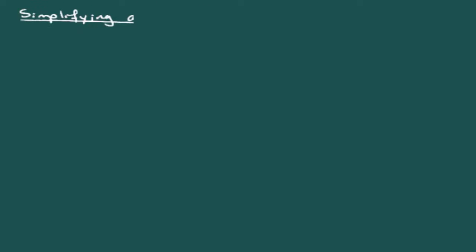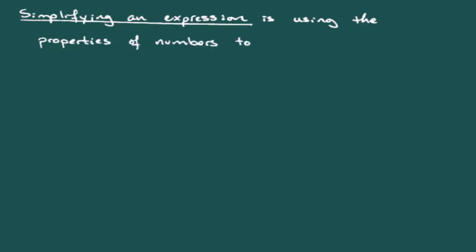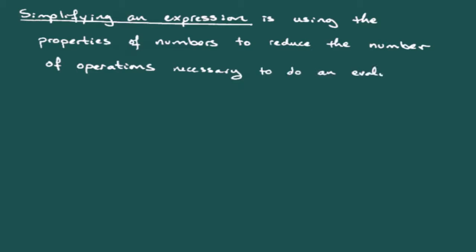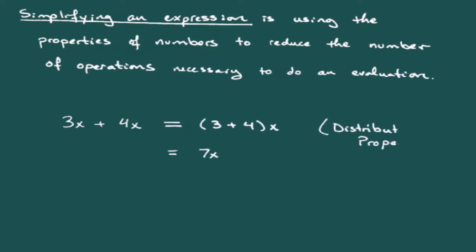So now I come to the notion of simplifying an expression. That's really using our properties of the real numbers to reduce the number of operations that it actually takes to evaluate an expression. And so what we had in our previous problem, we had 3x plus 4x. Now we can apply the distributive property to make this 3 plus 4 times x.